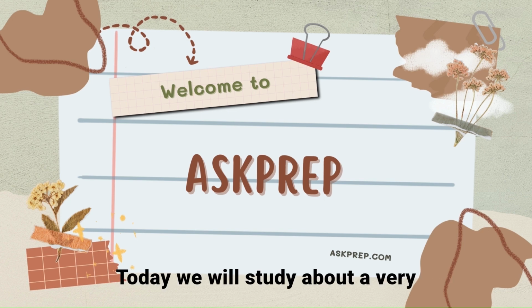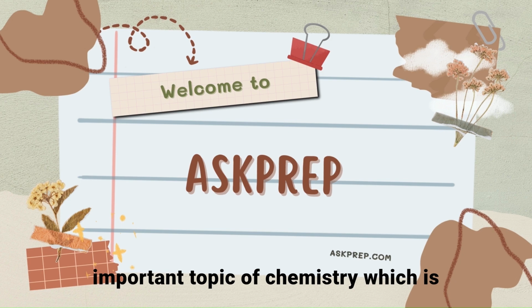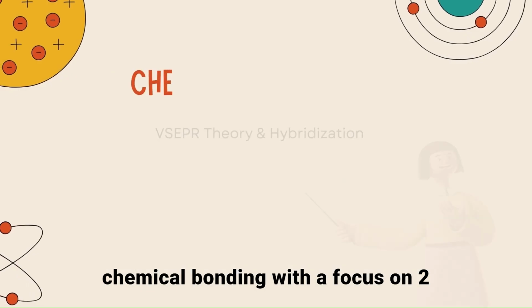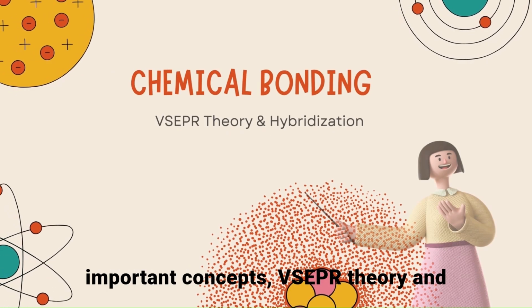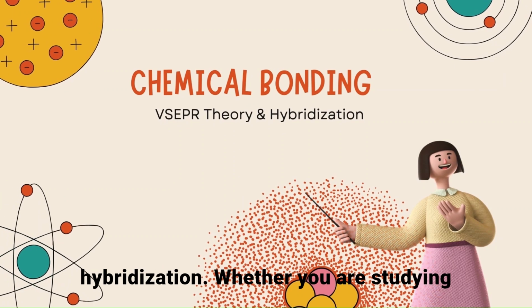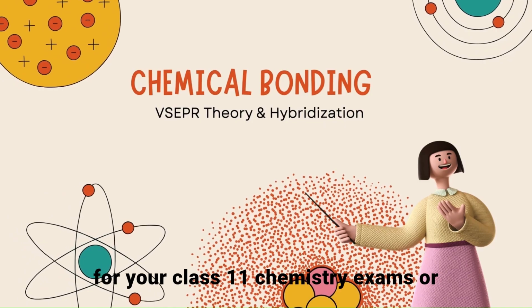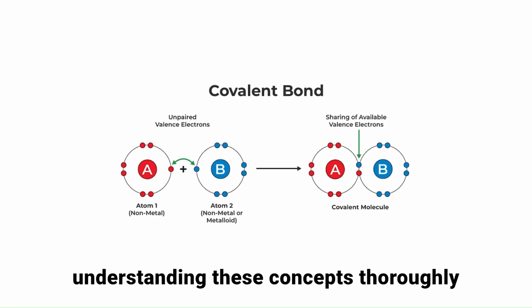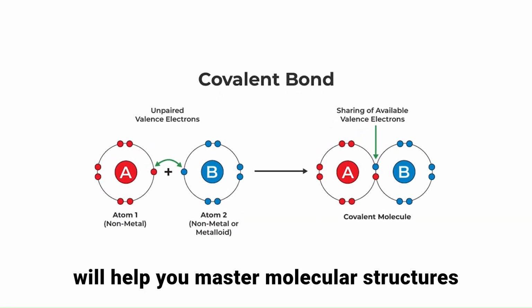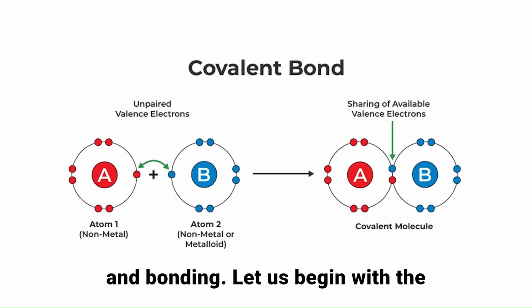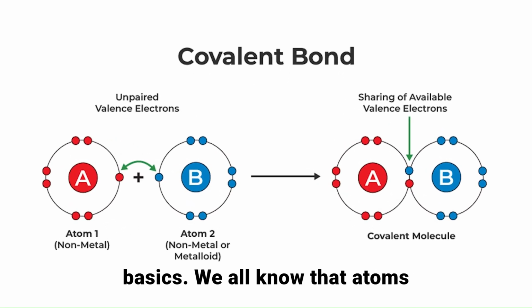Today we will study a very important topic of chemistry, which is chemical bonding, with a focus on two important concepts, VSEPR theory and hybridization. Whether you are studying for your Class 11 chemistry exams or gearing up for competitive exams, understanding these concepts thoroughly will help you master molecular structures and bonding. Let's begin with the basics.